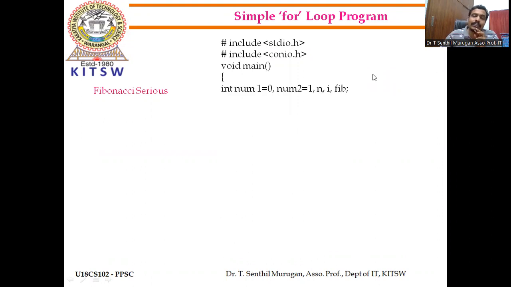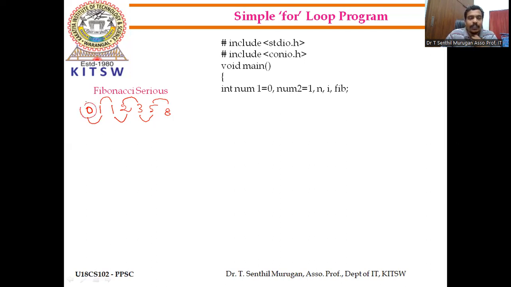Then we have to declare two variables. What is the Fibonacci series? Any idea? The first value is 0, the second value is 1. These two will be added, and that is the next term. 0 plus 1 is 1. Then 1 plus 1 is 2. Then 1 plus 2 is 3. The next term is 5, then the next term is 8. Clear? Like this it will go. This is the Fibonacci series.